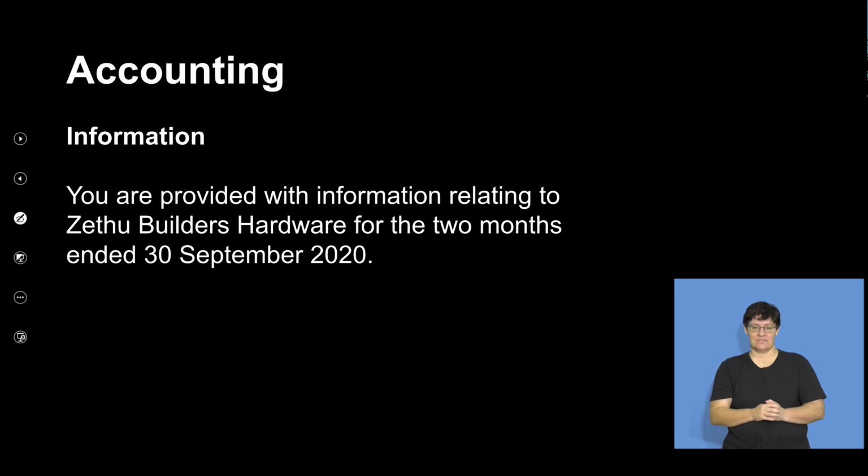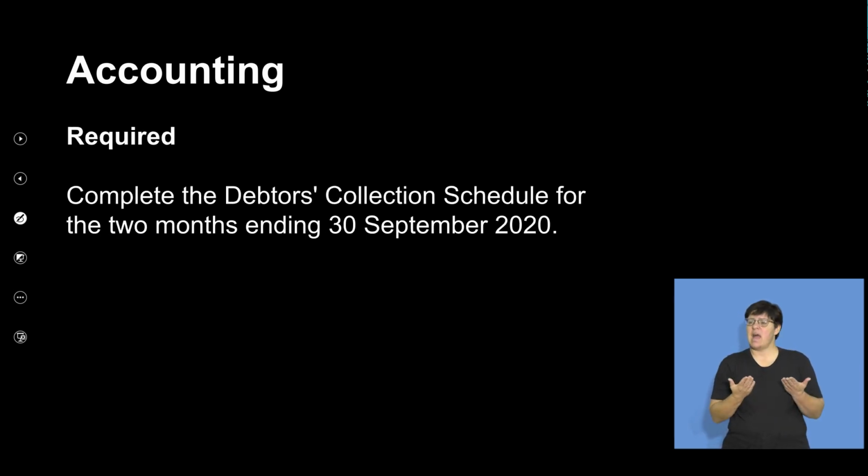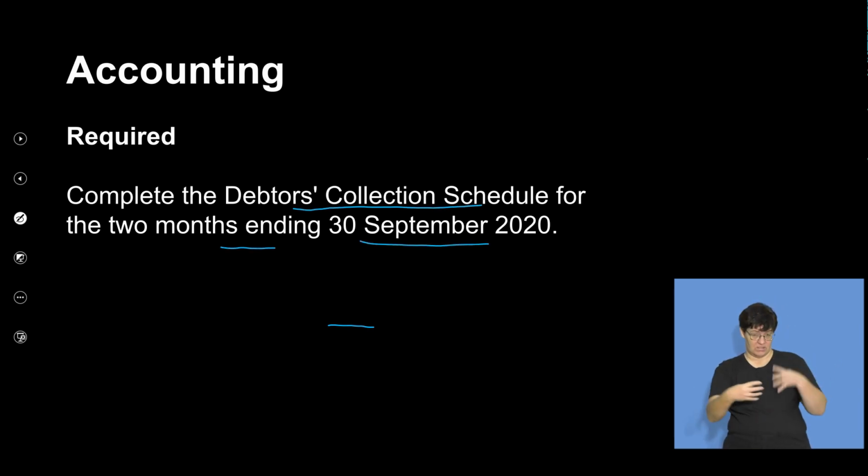Moving on to our question, we are now told that we have information relating to Z2 Builders for the 2 months ended 30th of September 2020, right? So that's our budget period. Okay, what are we expected to do? We are expected to complete the debtors collection schedule, right? For the 2 months ended the 30th of September 2020.